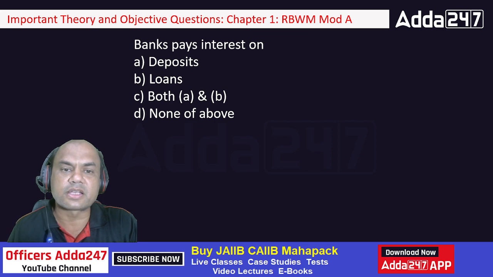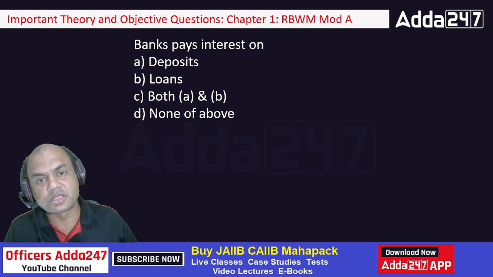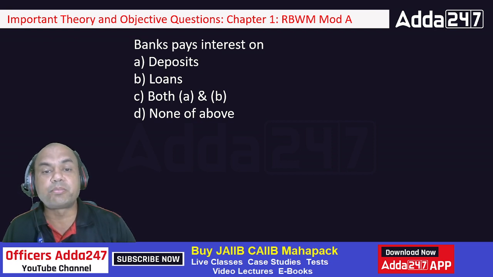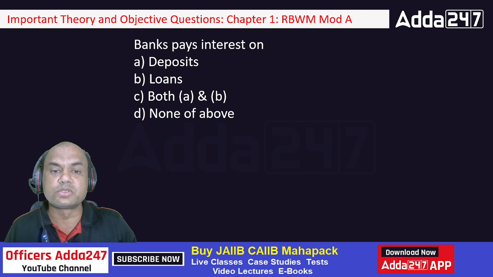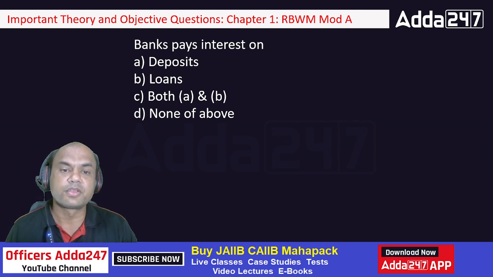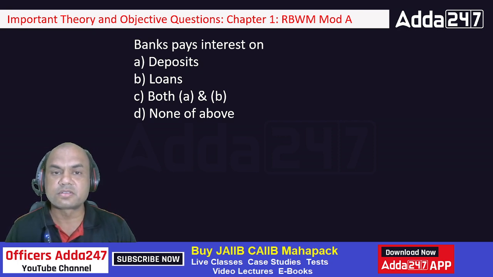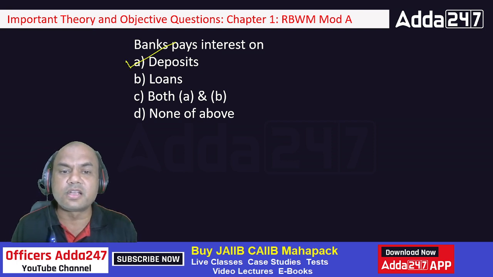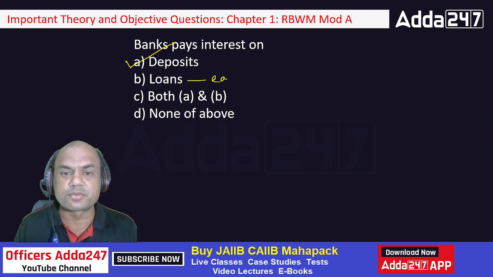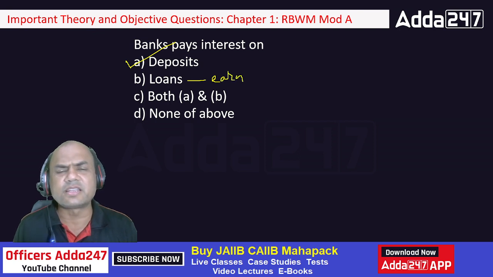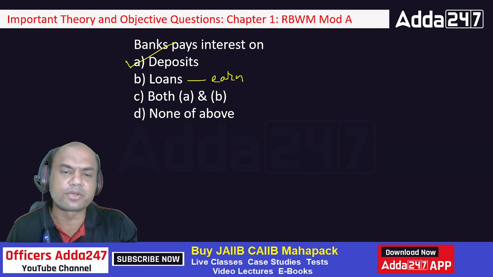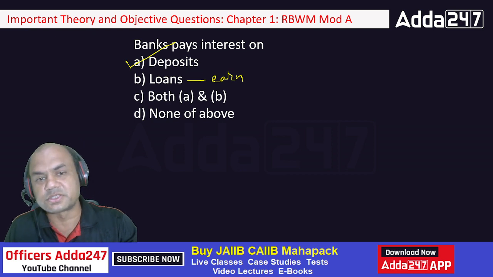Bank pays interest on deposits, loans, both A and B, or none of them. Now tell me. Bank pays interest on what? Deposits or loans or both? Bank pays interest on deposits, isn't it? On loans, we earn interest. Here we earn. That is the income source for the bank. Right? That is the basic function, isn't it? Just now I told you. So, it is deposits.